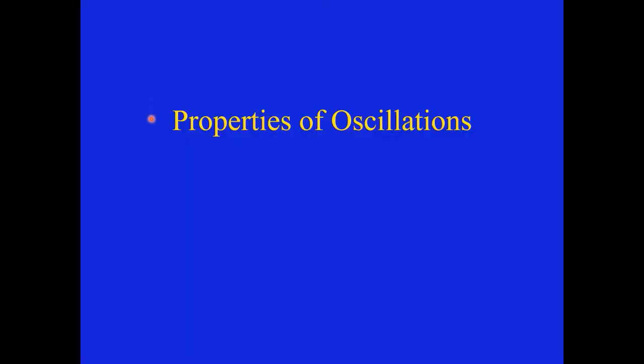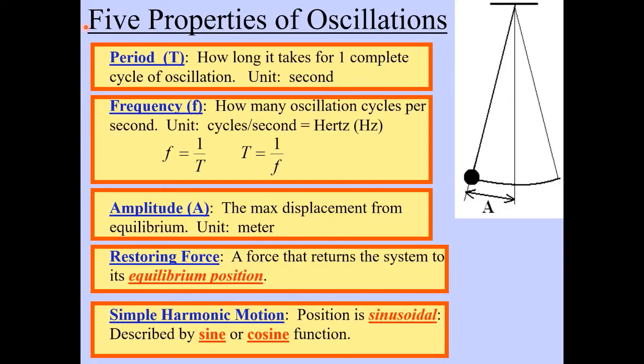Let's now take a look at the basic properties of all oscillations. So there are 5 properties that all oscillations have in common. The first is called the period. And the period, we've seen this before, we use the letter T, the uppercase T, to designate period. That's our symbol for period.